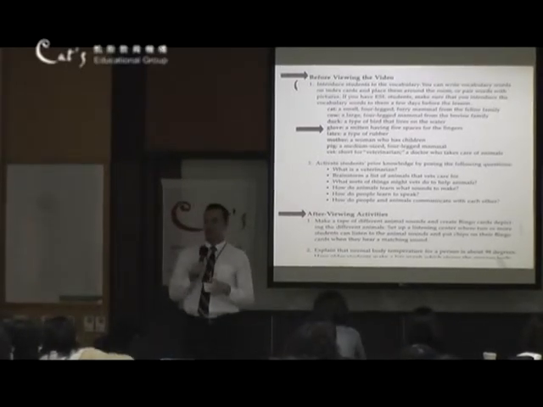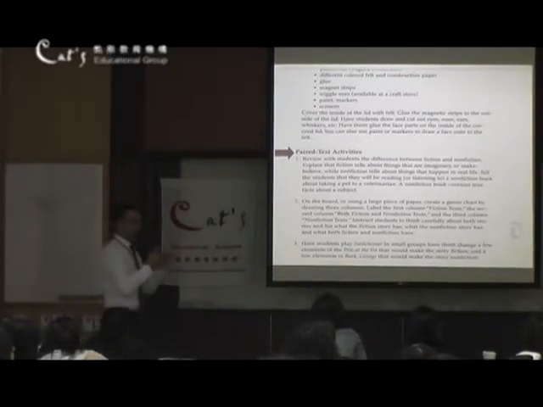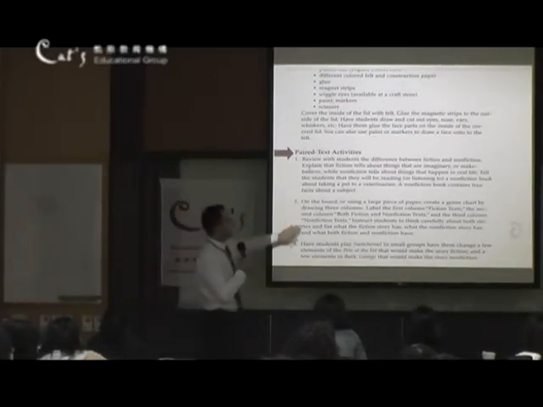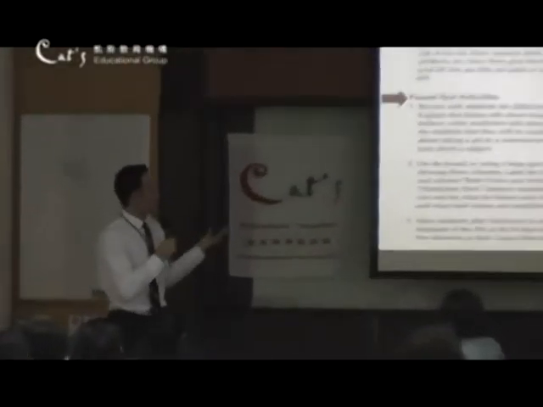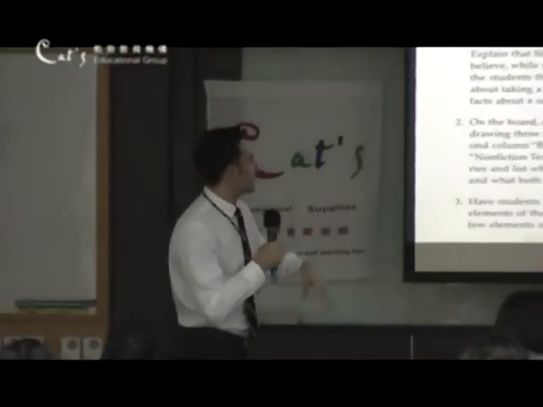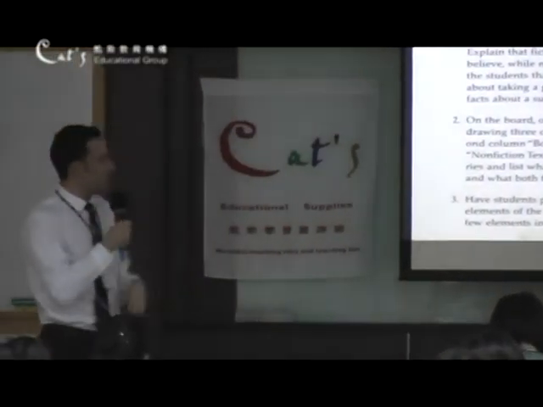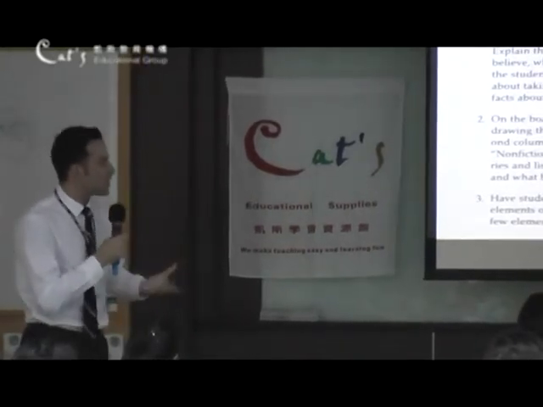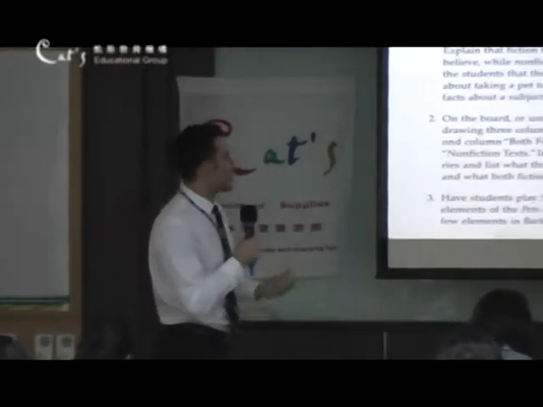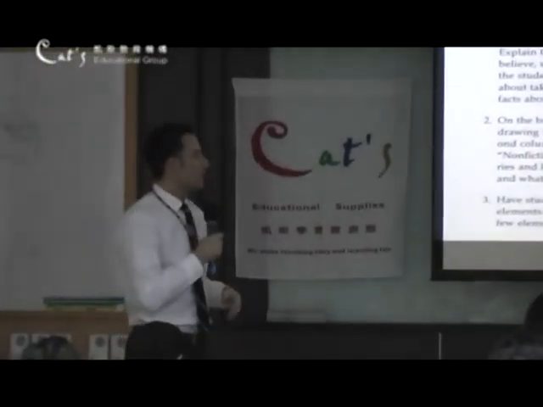Next slide. Then we have paired text activities. So they've read both the fiction and the non-fiction. On the board, using a large piece of paper, create a genre chart by drawing 3 columns. Fiction text, both fiction and non-fiction text, and on the 3rd column, non-fiction text. Instruct the students to think carefully about both stories and list what the fiction story has, what the non-fiction story has, and what both fiction and non-fiction have. So you get a lot of resources.